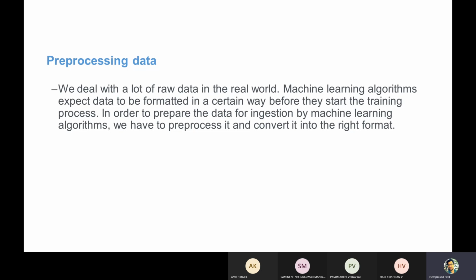So we have to pre-process the data. Machine learning algorithms expect data to be formatted in a certain way before we start the training process. In order to prepare the data for ingestion by machine learning algorithms, we have to pre-process it and convert it into the right format. So what are the different pre-processing algorithms and how to process the data using scikit-learn and other libraries? We are going to discuss them in the next lecture. So in the next lecture, be ready with Google Colab notebooks. In parallel, we will try to execute the code and we will discuss other things.